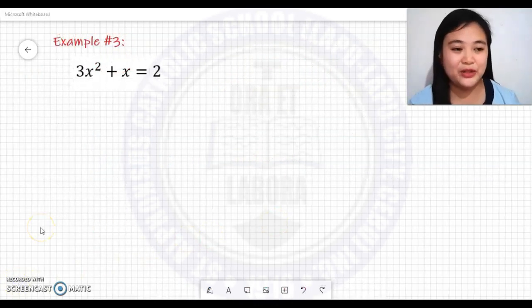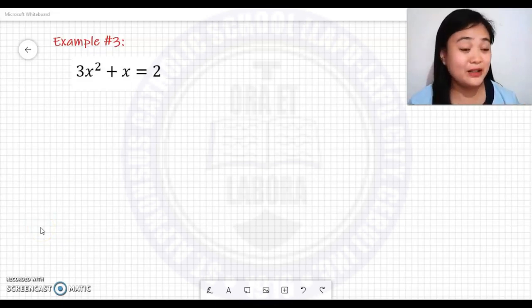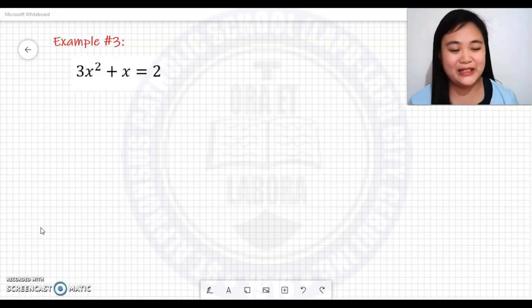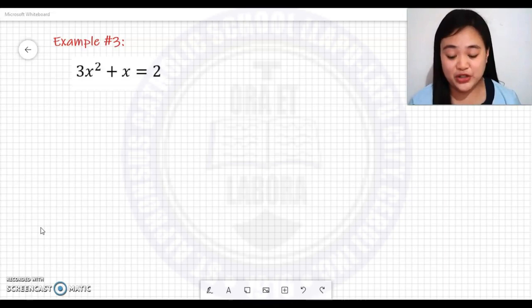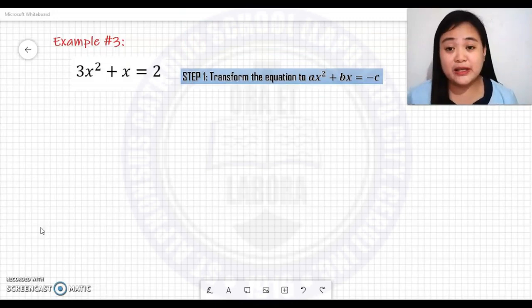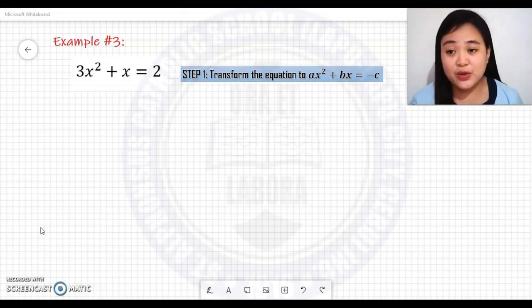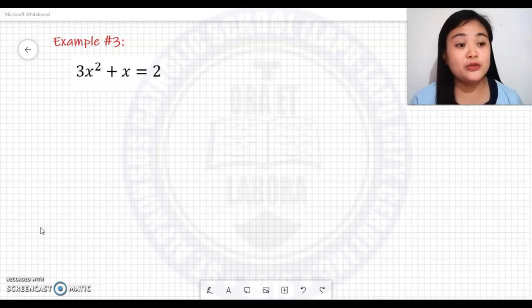Now we are at example number 3. I hope you are still with me and I hope you are still alive and kicking at this point in time. Okay, now let's proceed in example number 3, which is 3x squared plus x equals 2. The very first thing that we need to do is transpose the equation into the form of ax squared plus bx equals negative c. But miss, the given is already in that form, so no problem.